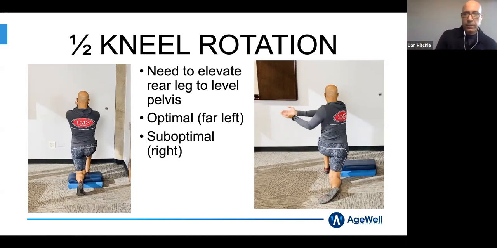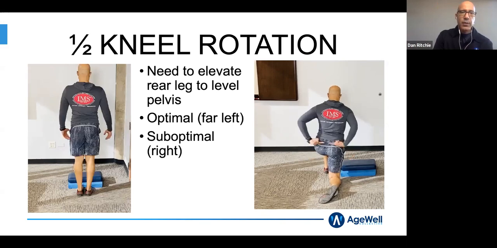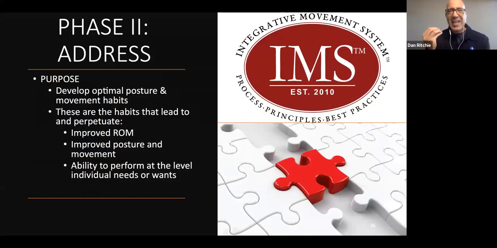Okay, now you've done your assessments. Now it's time to move into your corrective exercises. That's phase 2 of the integrative movement system. This is where you develop optimal posture and movement habits. These are the habits that lead to and perpetuate improved range of motion. So when you have better posture and movement habits, you improve posture and movement and range of motion.